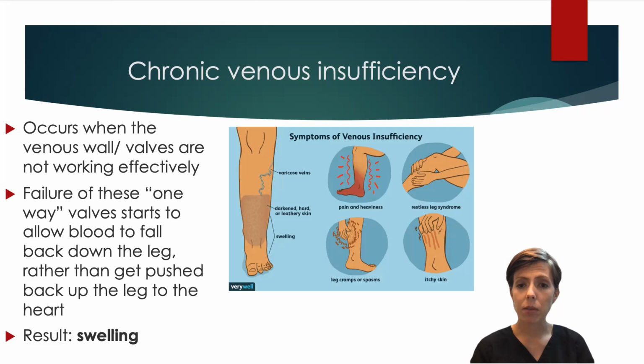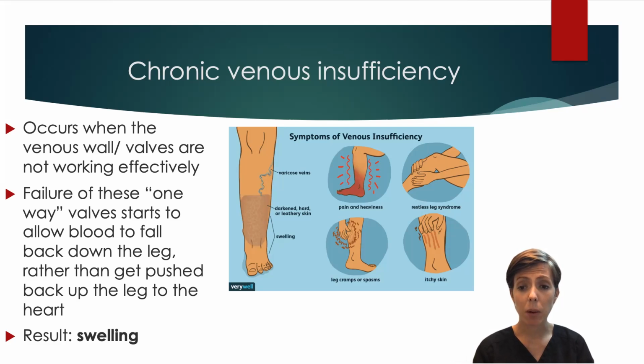So this failure of the valves leads to a couple of different changes, but we'll talk about those in just a minute. Symptoms that you might be feeling: you might see varicosities, you might see some skin changes, but you also could be having an increase in leg cramping. You could have itchiness in your skin. You could have an increase in restless leg syndrome. You could have some pain and heaviness. These are all symptoms that you might feel.